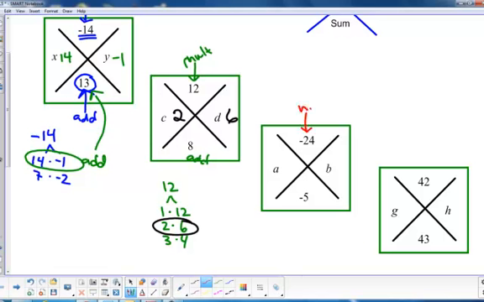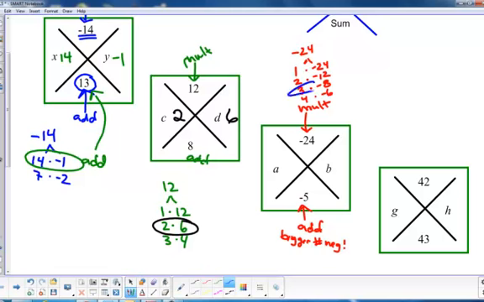Two numbers that multiply to give negative 24 and that add to give negative 5. This time the bigger number is going to be negative. So that's 1 and negative 24, 2 and negative 12, 3 and negative 8, and 4 and negative 6. We have our answer. That adds to give negative 5. So 3 and negative 8 are what would go side by side.